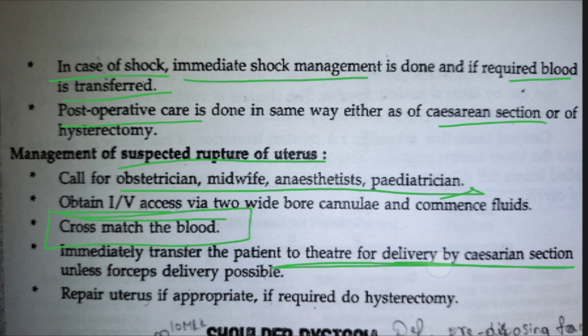So the patient will be taken to the operation theatre. We provide medications for the pain, and tears will be sutured. Gentle care will be provided, and a good healthy nutritious diet will be provided. These are the management measures for rupture of the uterus.